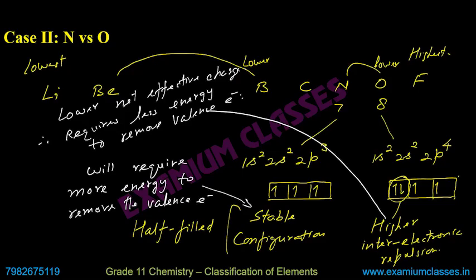So oxygen requires less energy. So that's why lower, the exception. Nitrogen is more stable. That's why it requires more energy. In oxygen, there is higher interelectronic repulsion also. That's why it further requires less energy. Any point not clear?